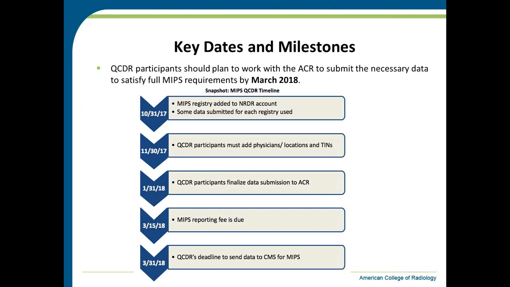The key deadline for everyone here today is that the QCDR participants, we are asking that you finalize your data submission for your MIPS quality measures, your non-MIPS quality measures, or your improvement activities by January 31st of 2018. So there's still a few more weeks to wrap up any inconsistencies in your data. Right after January 31st, people are going to start selecting the quality measures and improvement activities that you would like to submit to CMS.